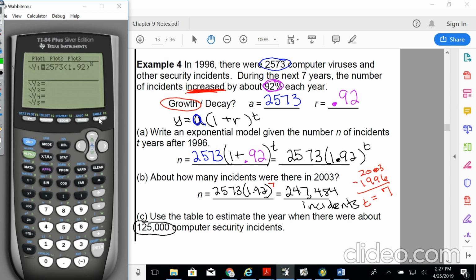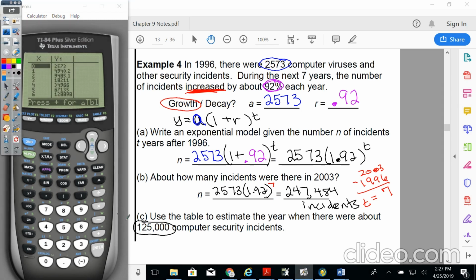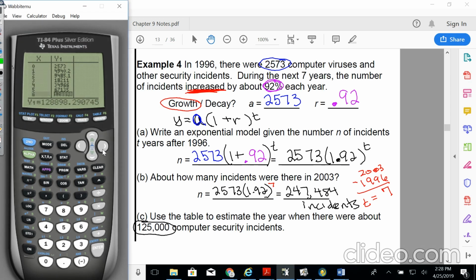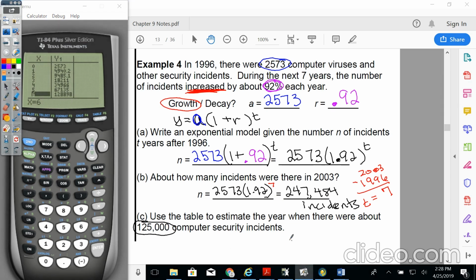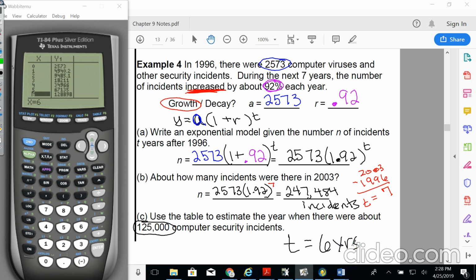And we look at the table. We want to see when it gets above this. When's the first time it's above this? So just moving down. So this one is the first time it's above 125,000. So we want to say that t equals 6 years. So all we did was take the equation and put it into y1. And we saw when the first time it was above.